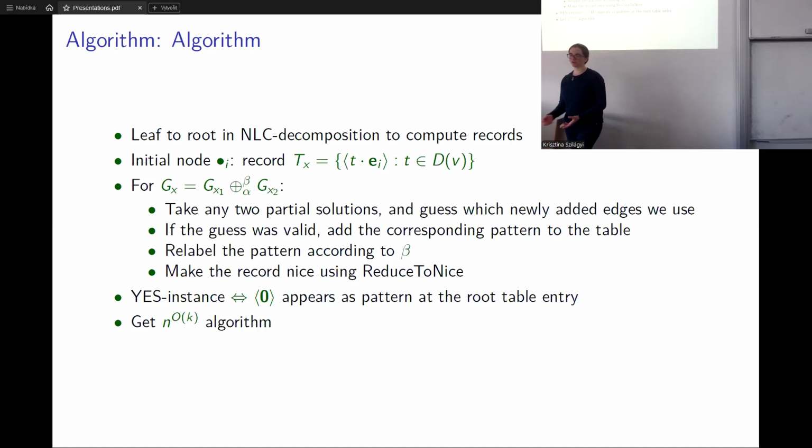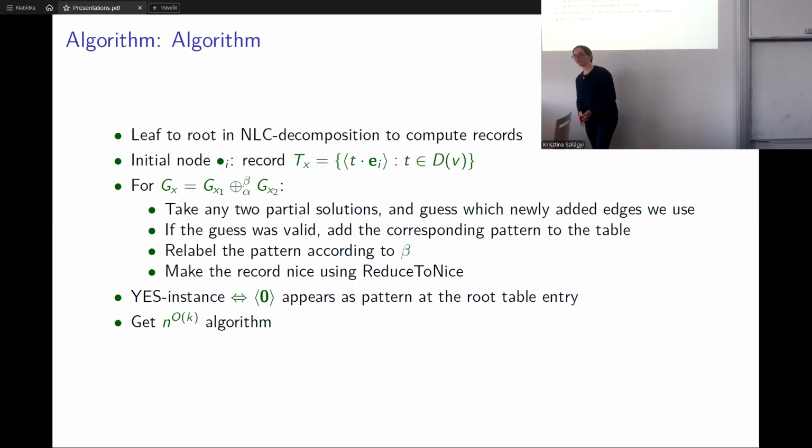Then we have to do this relabeling according to our relabel function beta, which is easy to do. There is just one simple procedure for how we relabel a vector, basically by moving all the requirements from one index to the relabeled one. And finally, when we obtain a record like this, we use our reduce to nice subroutine to make the record nice, and then we repeat this step again.